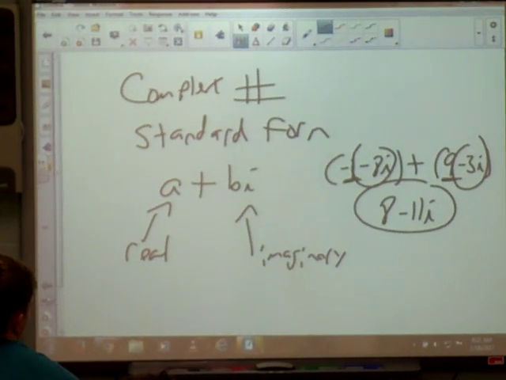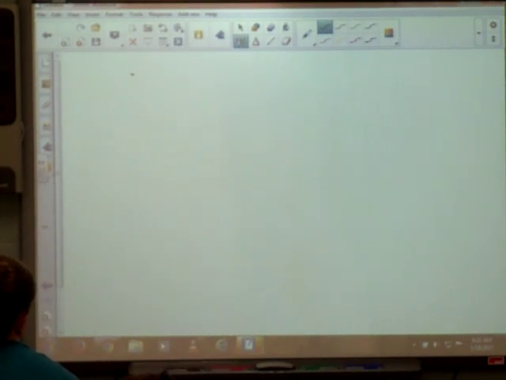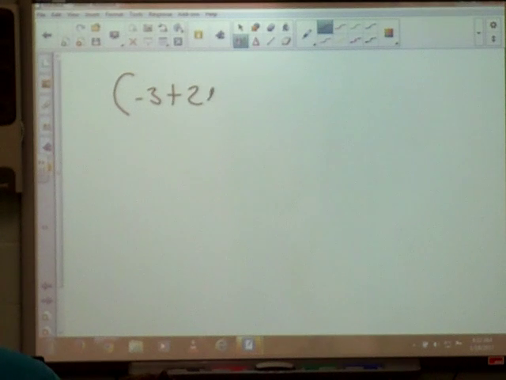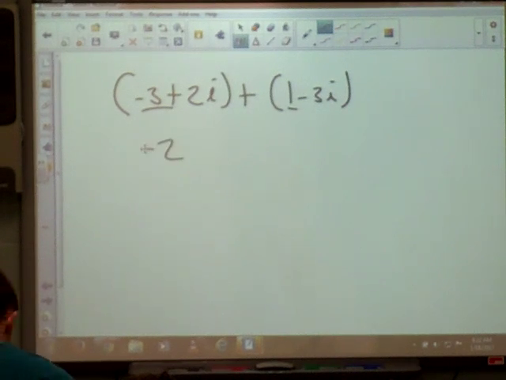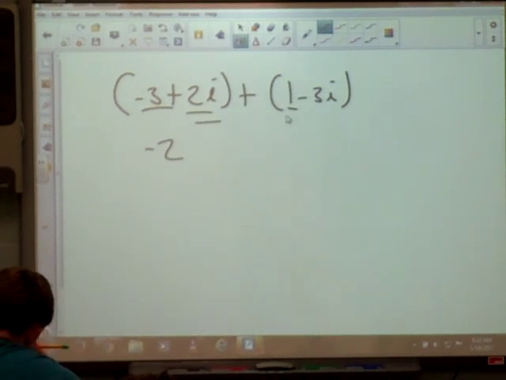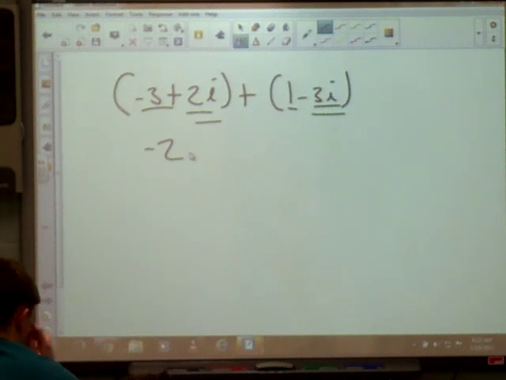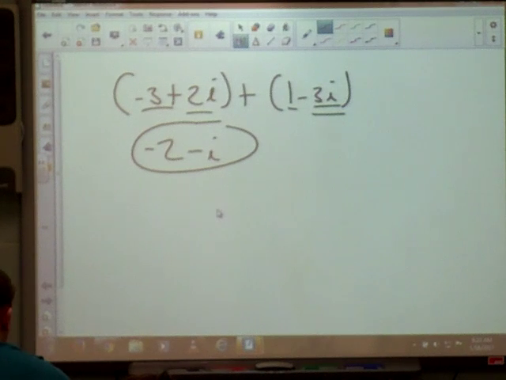Okay, let's do one more of those. I got -3 plus 2i plus 1 minus 3i. So I always just do my constants first, my plain old numbers. So I got -3, this is plus 1. So that gets me what? -2. Then on my imaginaries, I got 2i plus -3i. That's -i. And you can put the 1 if it bothers you. It's okay.